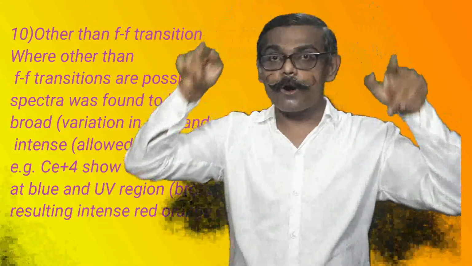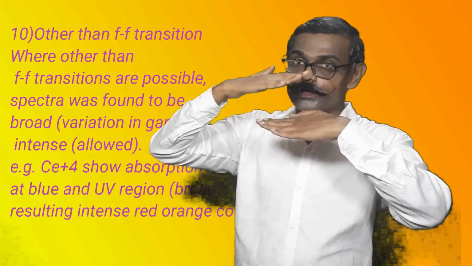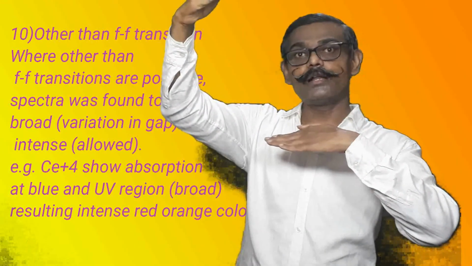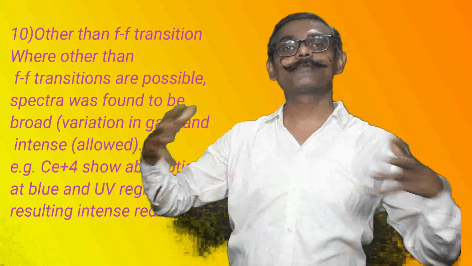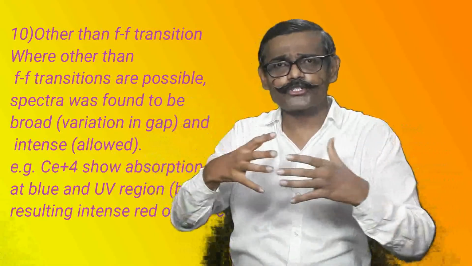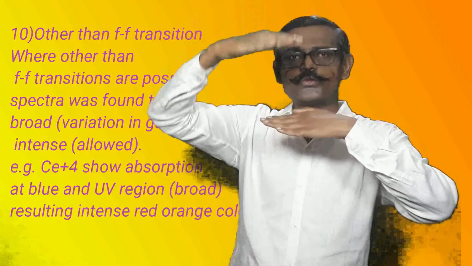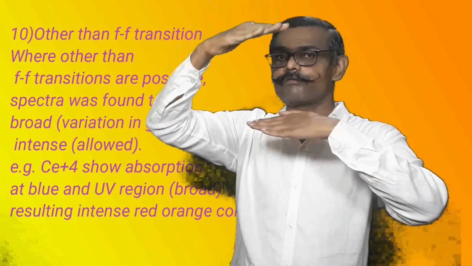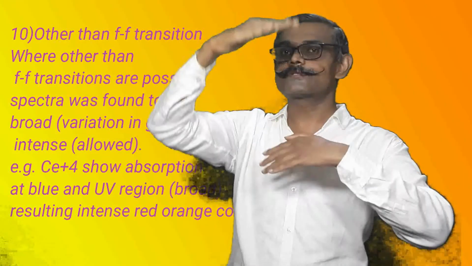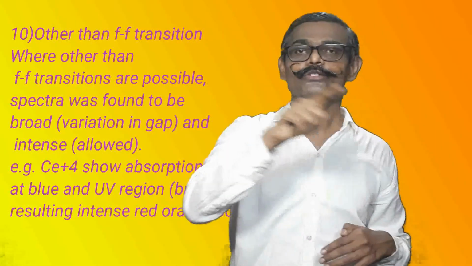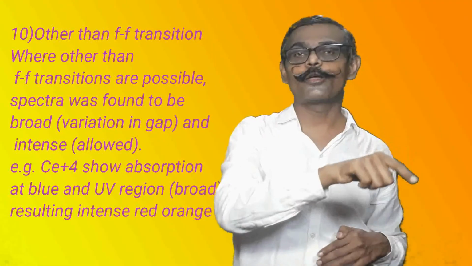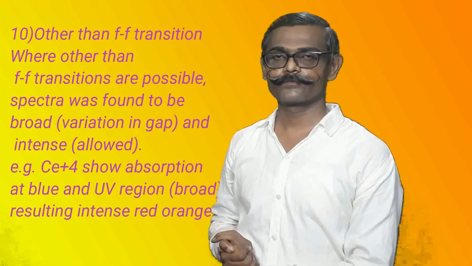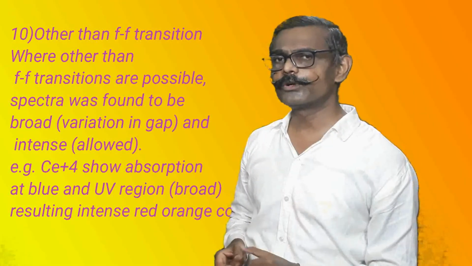It will be broad because the electron is moving from the f orbital to a higher orbital, and higher orbitals come under the influence of the surroundings. Because of the influence of the surroundings, the energy level fluctuates and varies. If the energy level varies, one absorbs here, another there, so absorption takes place in a wide range. So the maxima you will find are broad. So we say the spectra are broad but intense.